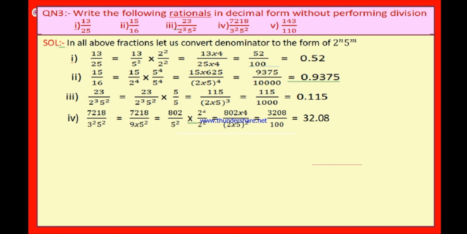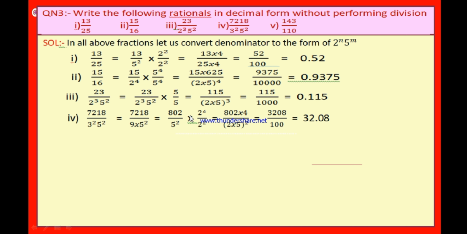Fourth bit, 7218 by 3 square into 5 square. 3 square means 9, into 5 square. You write 5 square as it is. Now you can divide 7218 by 9. 9 in 72 is 8 times, in 1 is 0 times, and in 18 is 2 times. Therefore, if you divide 7218 by 9, you will get 802 divided by 5 square.